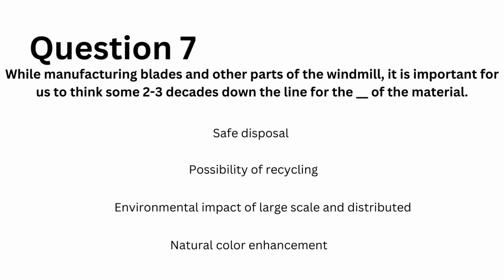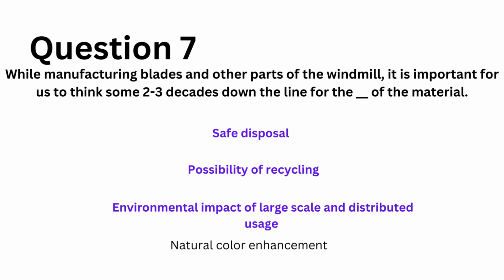Question 7. While manufacturing blades and other parts of the windmill, it is important for us to think 2-3 decades down the line about the dash of the material. Options: safe disposal, possibility of recycling, environmental impact of large scale and distributed uses, natural color enhancement. And the right answer is: safe disposal, possibility of recycling, environmental impact of large scale and distributed uses.